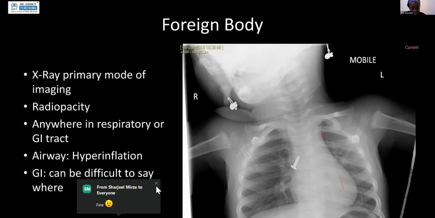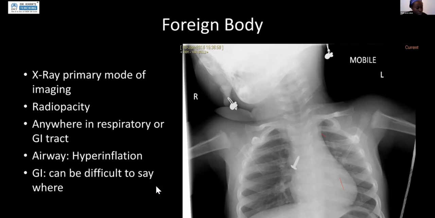And because magnets like to attract each other, they try and join through the bowel wall, and they can lead to perforations. So it's important that you identify if there's more than one magnet, because it changes how they manage the patient.